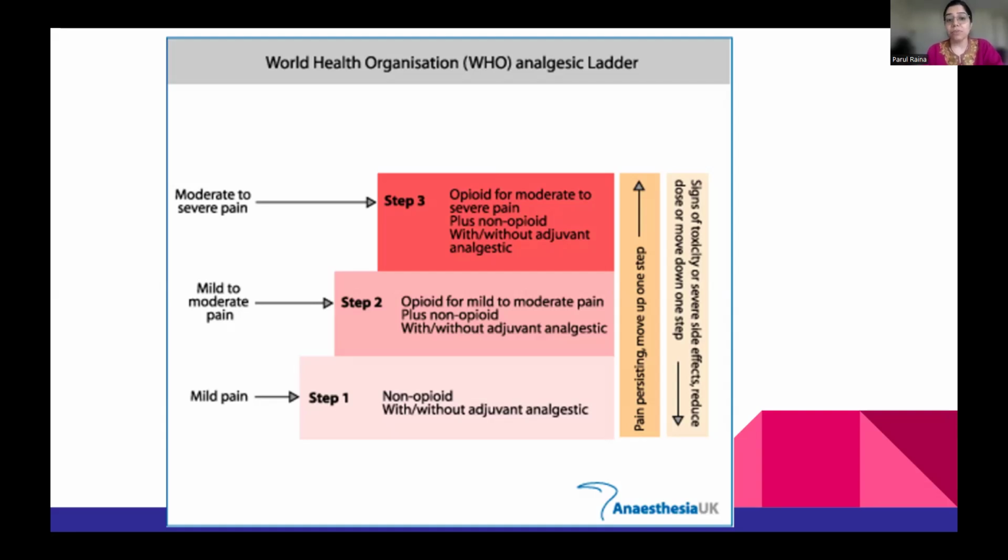In step one, we have non-opioids with or without adjuvant analgesics. For step two, we have opioids for mild to moderate pain plus non-opioids with or without adjuvant analgesics. And for step three, we have stronger opioids. Again, we can use non-opioids with or without adjuvant analgesics. So you have to remember, in any step, we can use NSAIDs along with the adjuvants.